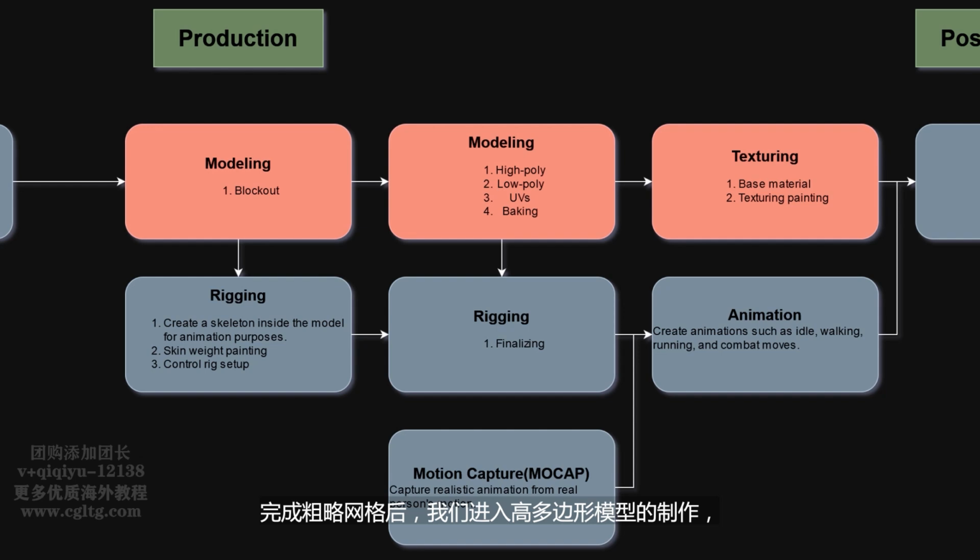After completing the blockout mesh, we move on to high poly model production, which is the most time-consuming stage of the entire production process. You need a lot of passion at this phase. Although this phase takes the most time, we must ensure it is done as well as possible, as the quality here will directly affect the final product. In general project production, it is common to repeatedly revise and adjust high poly models.